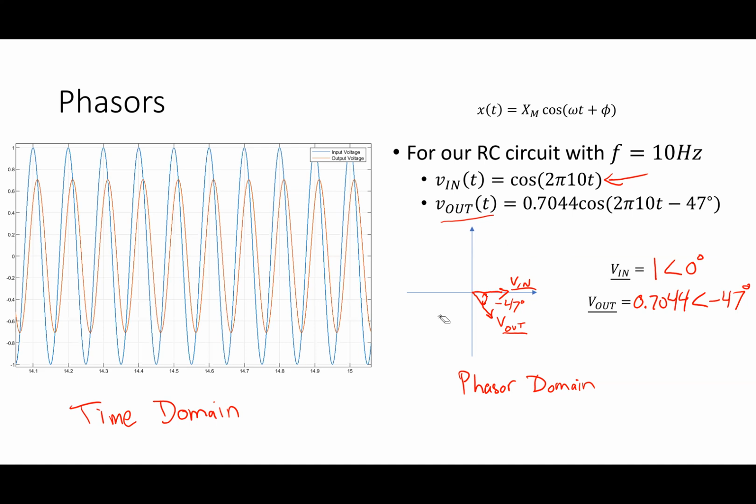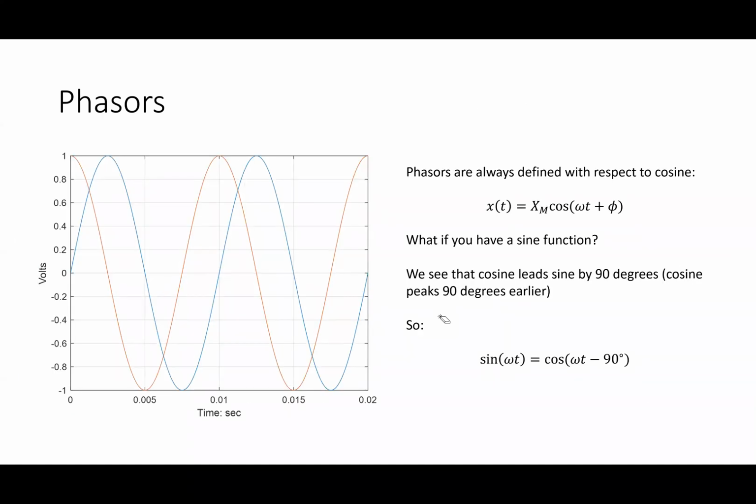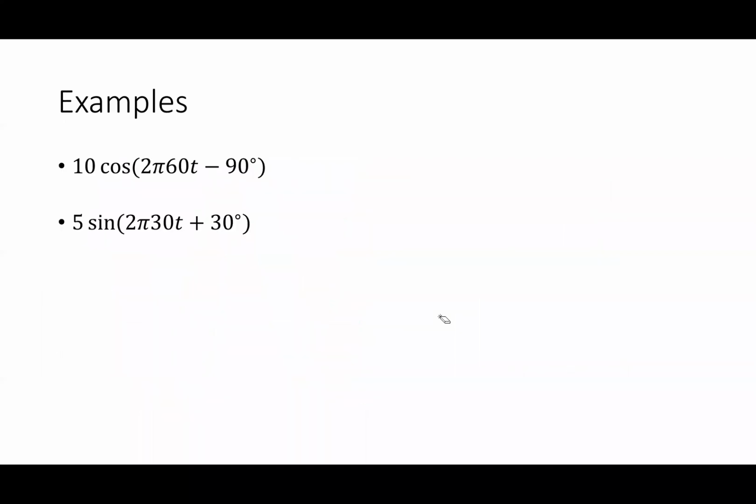For now, our first step today is to make this jump from a waveform in the time domain to a phasor. Let's say I have 10 cosine 2 pi 60t minus 90 degrees. What's the phasor for this? It's 10 angle negative 90. Now, what is it for 5 sine 2 pi 30t plus 30 degrees? It would be 5 angle 120.